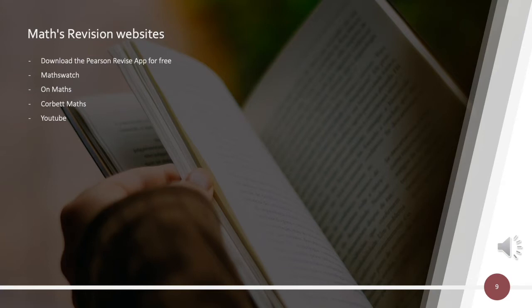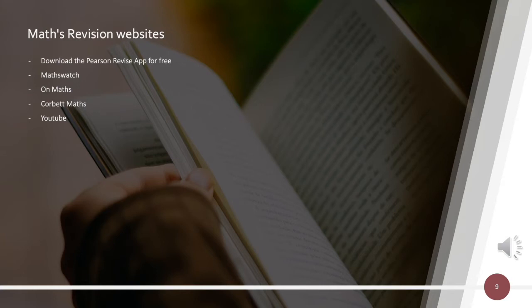Another great resource for GCSE Maths is the use of On Maths. Now, On Maths is a paper-based website. So this website, when you go onto it, will give you exam papers. You complete the exam papers on the website and it will mark it for you as you go along, showing you where you've achieved a grade or what is needed to be done in order to help you improve.